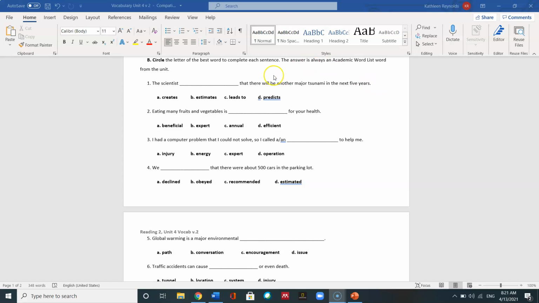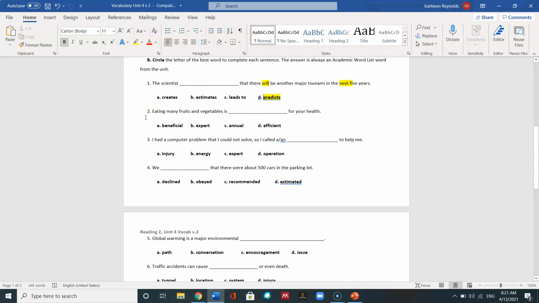In this case, because we see will, which is future, and the next 5 years, the best choice is to use predicts. Okay? Because estimates is usually used for numbers, and it is used for current time. It's not necessarily used about the future. Predicts is more about the future.